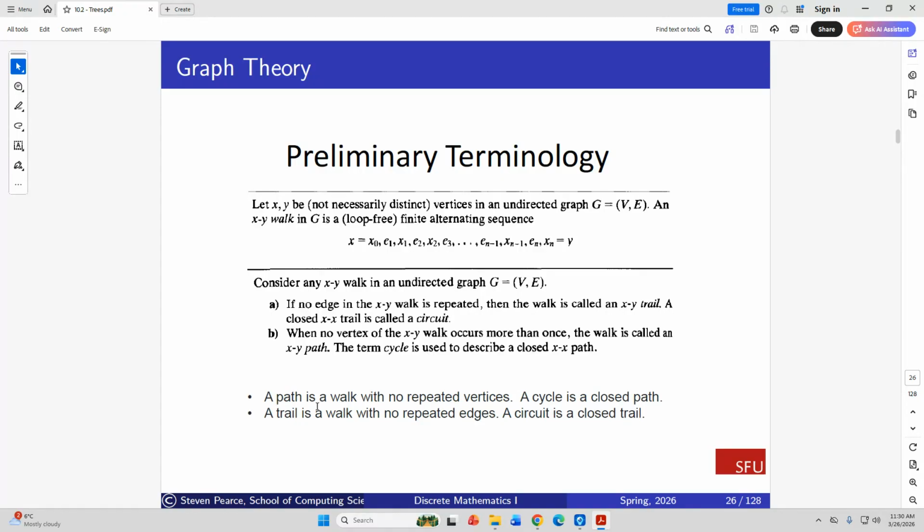A path is a walk with no repeated vertices. A cycle is a closed path. A trail is a walk with no repeated edges. A circuit is a closed trail. So that summarizes what they are.